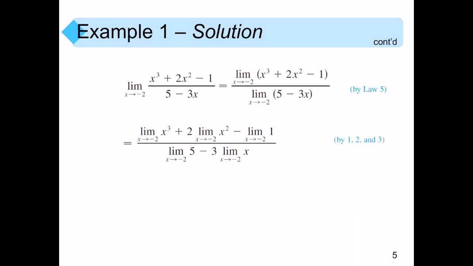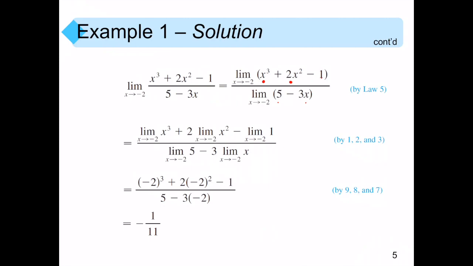Then we use the power function law, and the constant, addition, and subtraction laws. We write the limit going through this function to each of them. Then we use the power function and identity function laws and find the function's limit. Then we calculate this and get the final answer, -1 over 11.